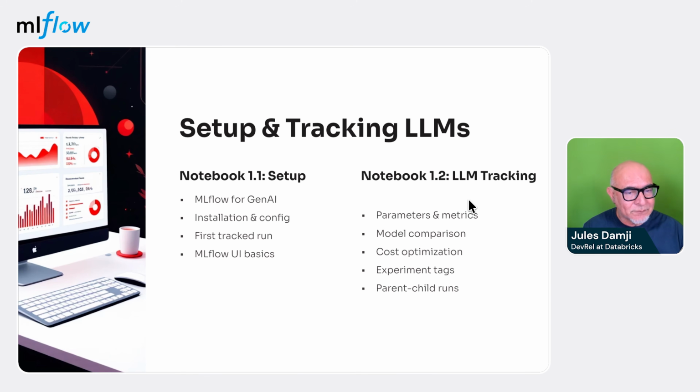The second tutorial is built on the first one and gives you the ability to track some parameters, log some parameters, do some model comparison, and try a couple of LLMs to see what the cost optimizations are. You might not want to use the largest model, you might want to use a small model, and that allows you to do that. And you can have tags associated with those experiments so you can do some searching. And then we'll see how you can establish parent and child runs, because you might have a hierarchy of runs where a parent is the top level run and the children are the low level runs. So this gives you an ability to look into the hierarchy of runs.